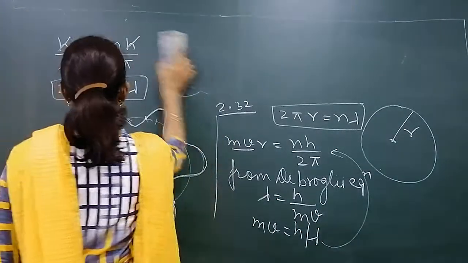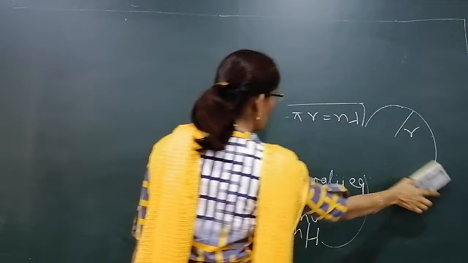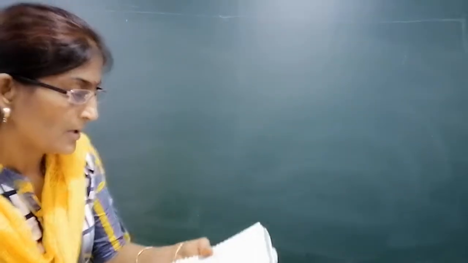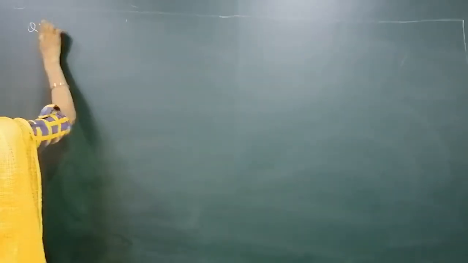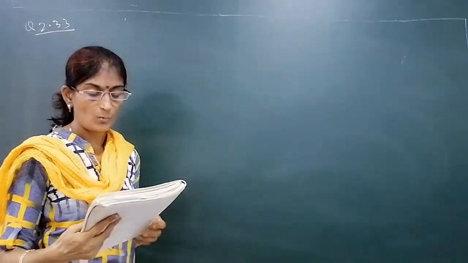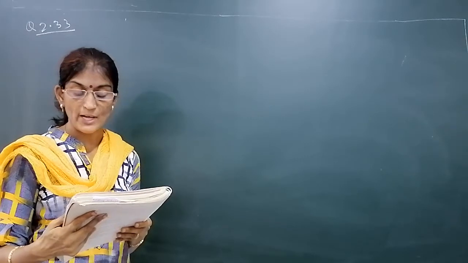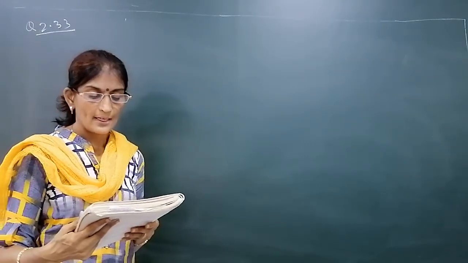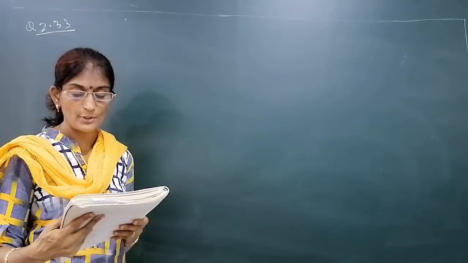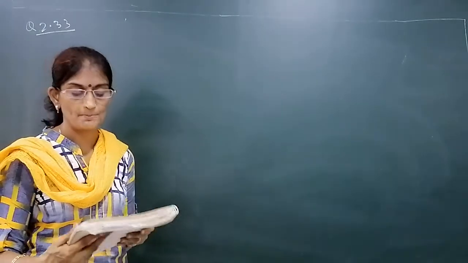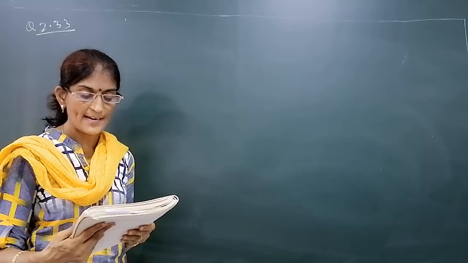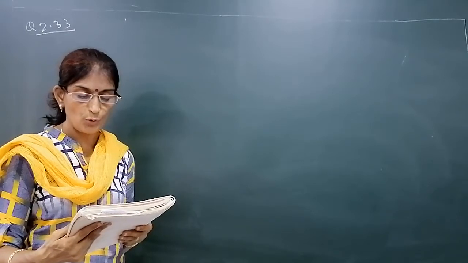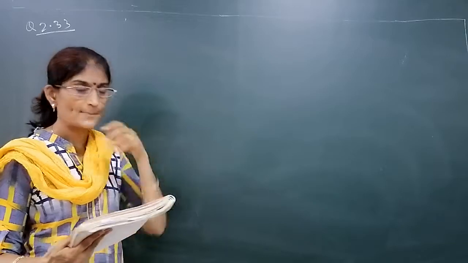Now next question. It's question number 2.33. What's the question? What transition in the hydrogen spectrum would have the same wavelength as the Balmer transition n equal to 4 to n equal to 2 of the He+ spectrum?